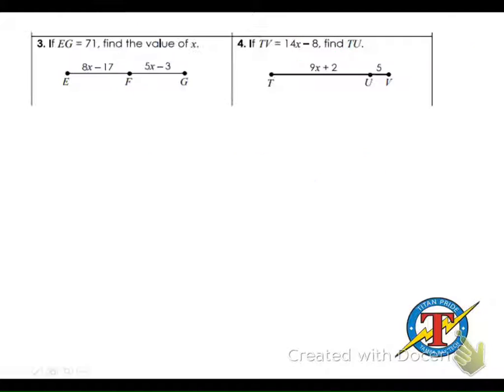Okay? All right. Now we have something where you might need to show a little bit of work because we're using algebra. So, number 3. If EG, which is the whole thing, is 71, then find X. Well, F might look like it's in the middle of these two, but you don't know that for sure. They didn't say anything about it. All we know is that together this whole thing is 71.